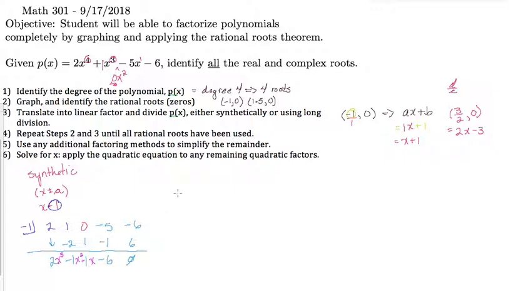Now we're going to do the same thing over, except this time we're going to divide by this. This will be our divisor, okay? And you're going to do this for however many times you have a 0 or a rational root, okay? So let's do this again.